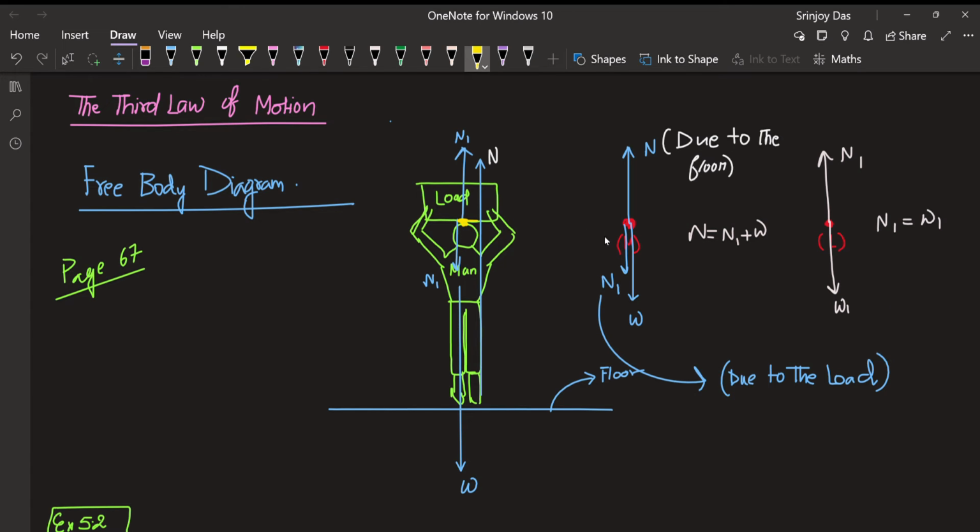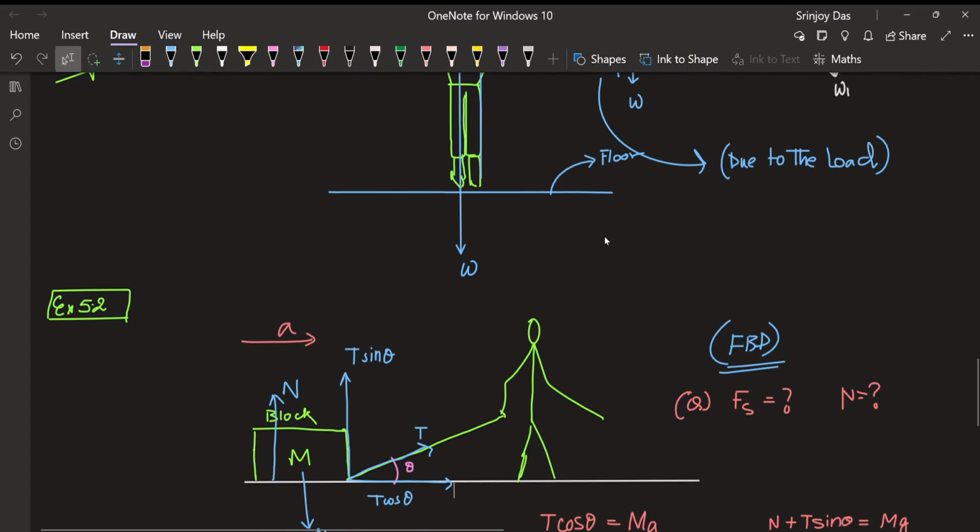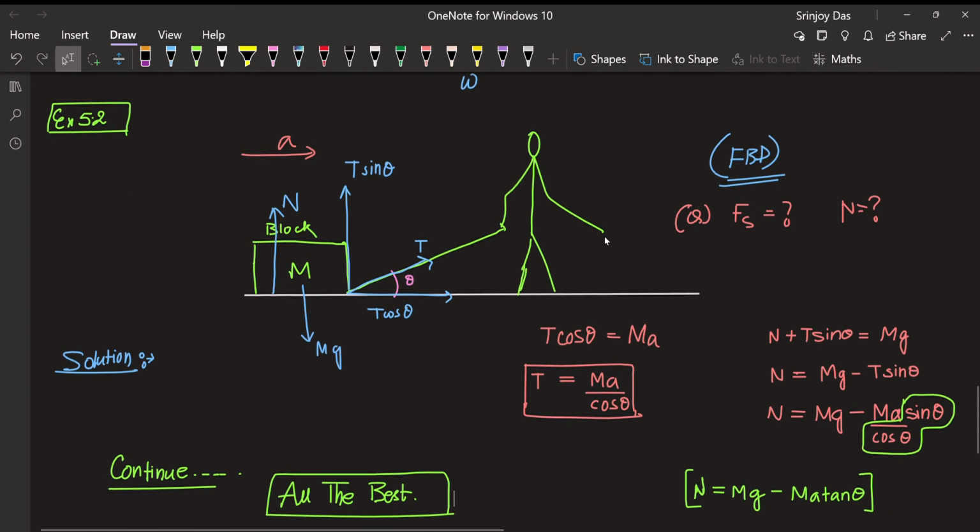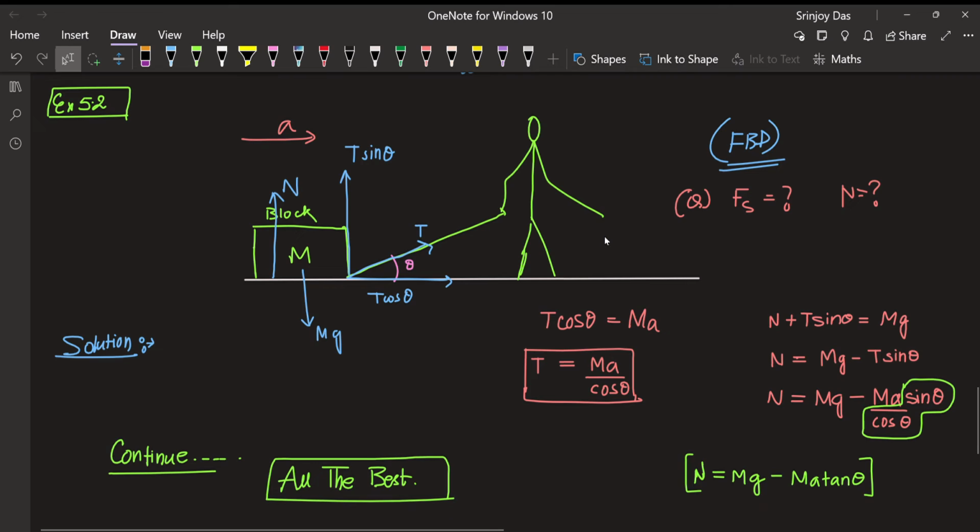So I have taken this example to recall the free body diagram. Many of them do not draw the free body diagram and they want to do it directly in the exam, but please don't do that. Please draw the free body diagram. Nobody will see how much you can do. तुम कितना कला जानते हो, ये कोई नहीं देखेगा, ये देखेंगे कि तुम ठीक से कर रहे हो या नहीं.